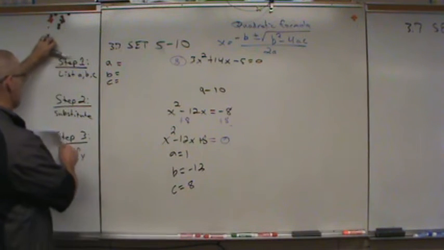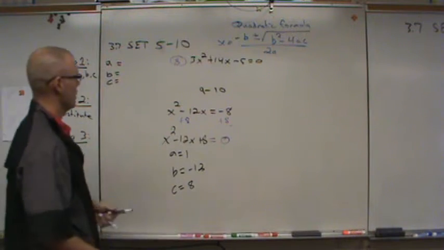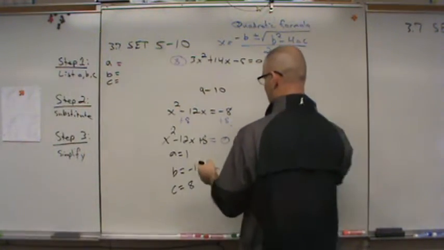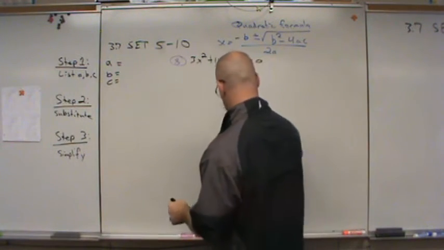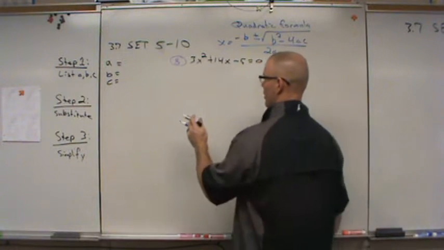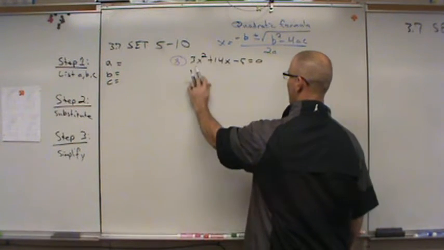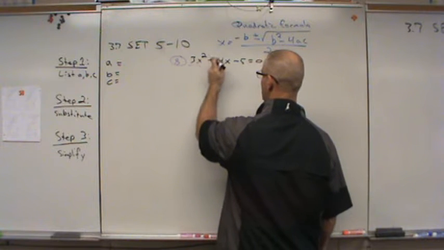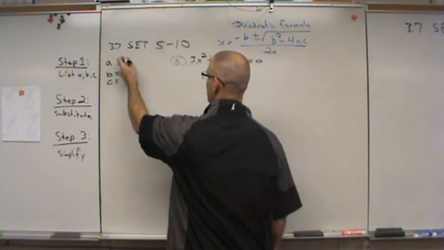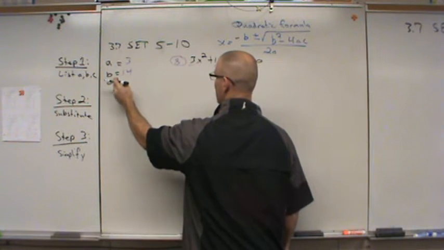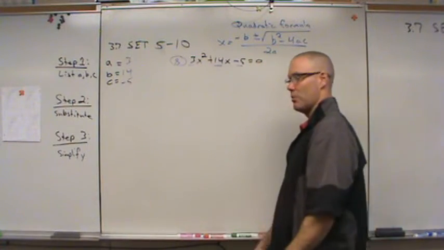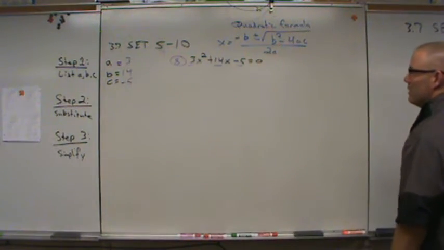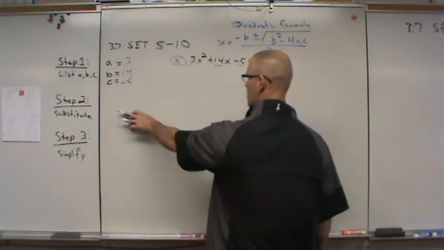The other aspect of this, and again, I'll do question number 8 because it looks hard, is just reviewing the process of the quadratic formula. First off, identify a, b, and c. Well, here are my a, b, and c values: 3, 14, and negative 5. That's step number 1.